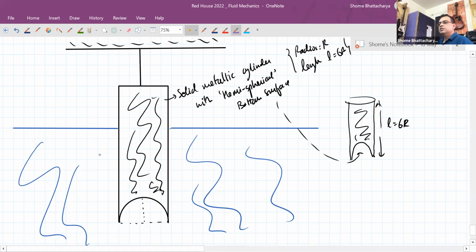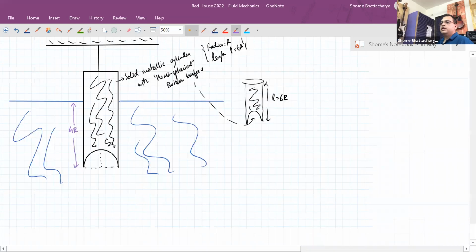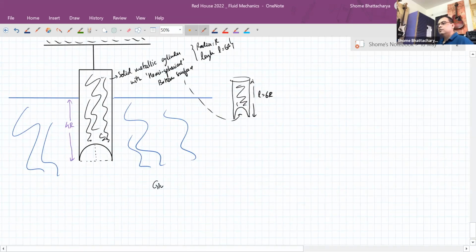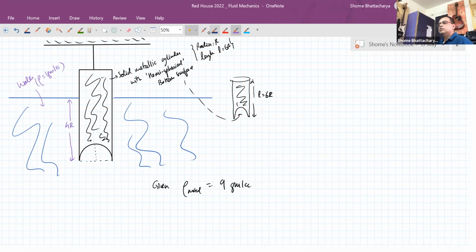Now the portion which is submerged under water, that is equal to 4r. Okay. And additionally, what is given to us is that the density of the metal is 9 gram per centimeter cube. Okay. And this is of course water, which has a standard density of 1 gram per cc. And let's say r's value is given to us as 4 centimeters.